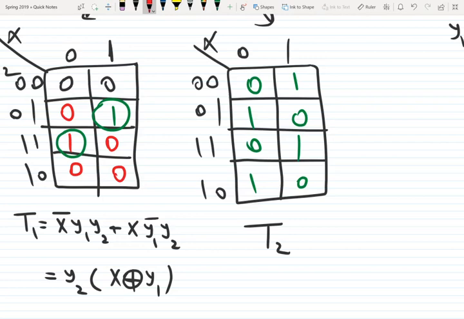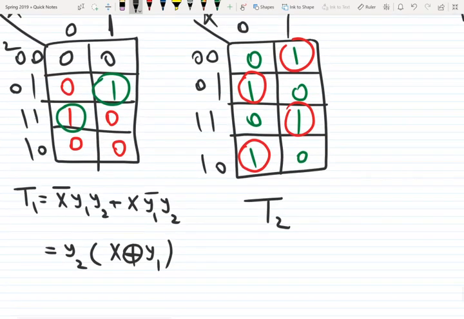Of course, if we look at adjacent cells, none of them are adjacent. So yeah, this one is alone, this one is alone, this one is alone, and this one is alone. We cannot group them together, okay? So T2 is the worst case scenario. We have four ones and no way to combine them. This one is the worst possible K-map combination. There is absolutely no way to simplify it.